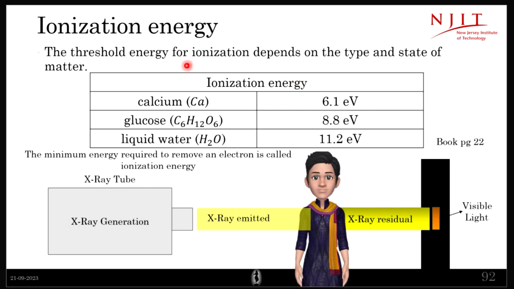So why is ionization energy important? Because we are going to now send X-rays through our bodies, and this is what causes harm. If electrons are just ejected from atoms, that is what causes harm, that is ionization. And we have calcium, glucose, water, different things in our body. So it is important to know the ionization energy of every different element or substance that is there in our body, so that we don't cause harm.